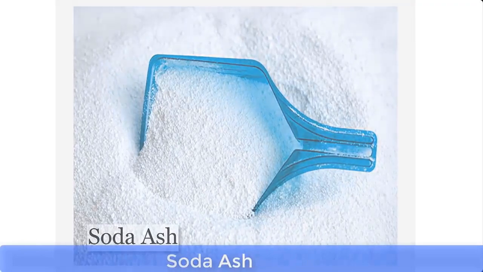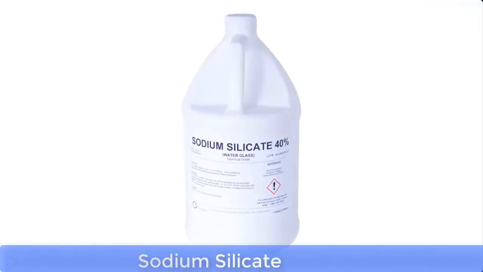Soda ash. Soda ash is added to soap in order to increase the quantity of the soap. It acts as a filler. This is done in order to reduce the cost of production. Sodium silicate. It gives the soap a glassy appearance. Of course, it might interest you to know that glass is made with silicate. Sodium silicate also makes the soap very hard.